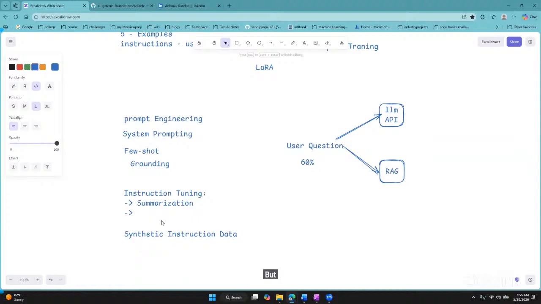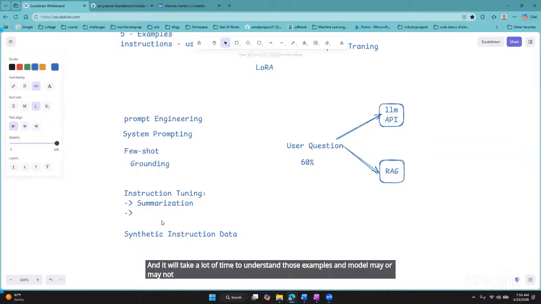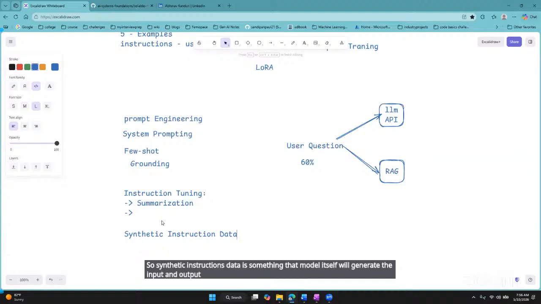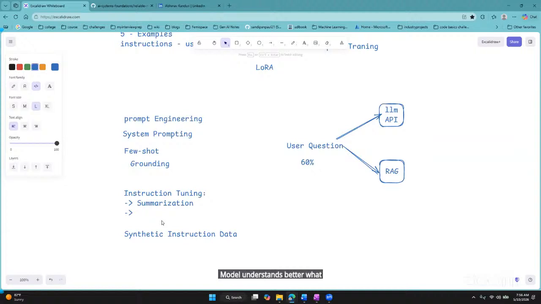But if a human is trying to provide instructions, it will take a lot of time to understand those examples, and the model may or may not understand completely, 100%, to generate those examples. So synthetic instructions data is something where the model itself will generate the input and output responses, so that the model understands better what to generate as the answer based on the new instructions coming in.